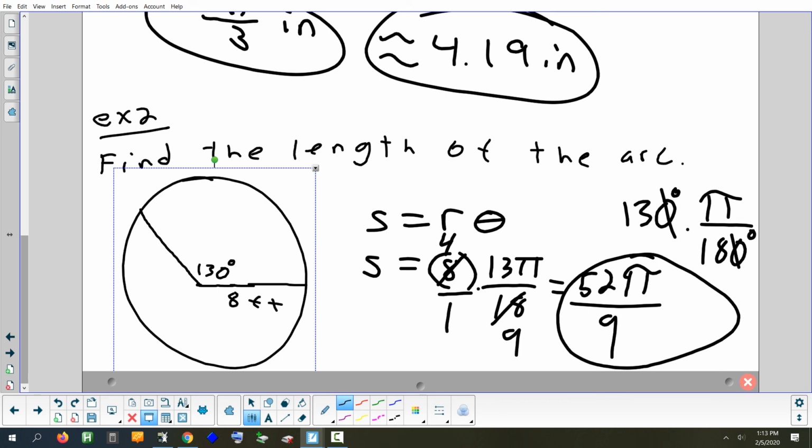What unit is length in this problem? Feet. Perfectly fine to leave your answer just like that. The only time you're going to get a decimal is if they say round to 2 decimal places. Any questions on how you type that in to get a decimal?